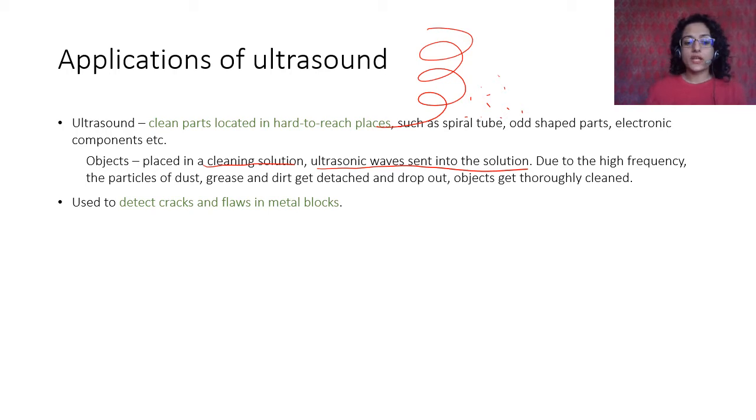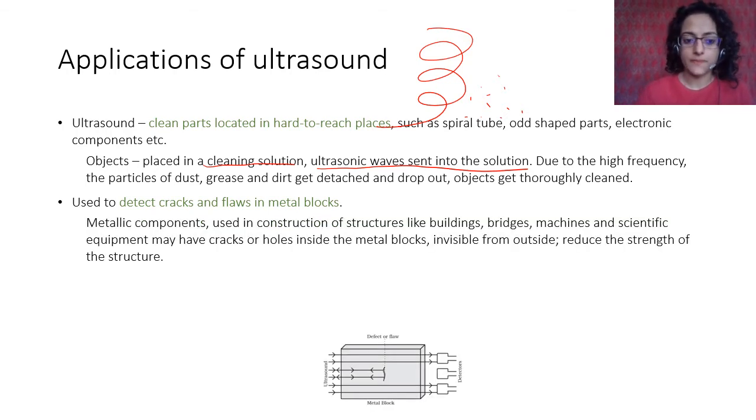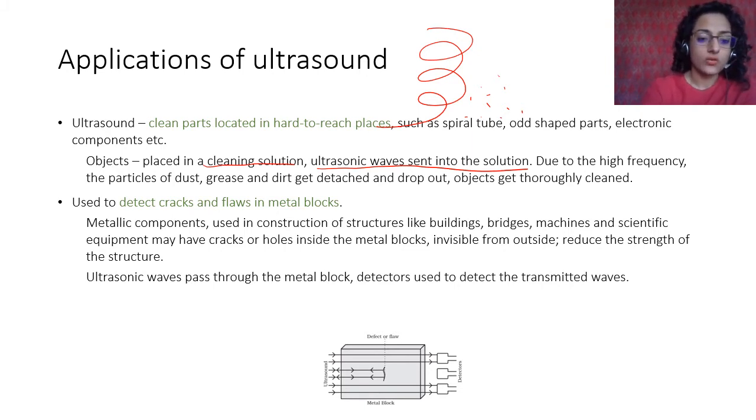they're also used to detect cracks and flaws in metal blocks. So if they have a metal block like this, or for example metallic components such as used in construction of structures such as buildings, bridges, machines and scientific equipments may have cracks or holes inside the metal blocks which are invisible from outside but may reduce the strength of the structure. So how do you see this? You pass ultrasonic waves through the metal block. Detectors are used to detect the transmitted waves. So there are detectors here which can detect the transmitted waves.